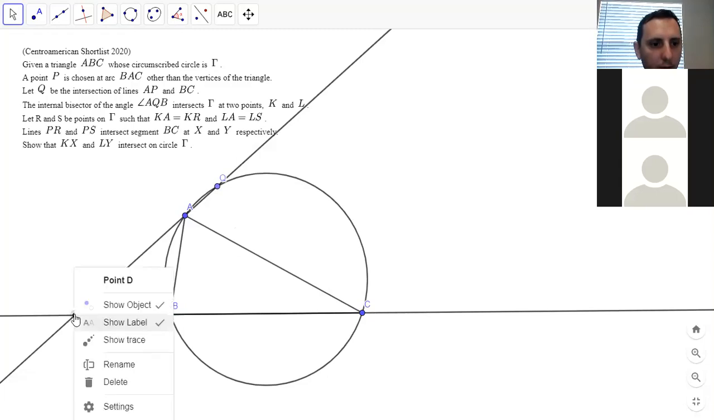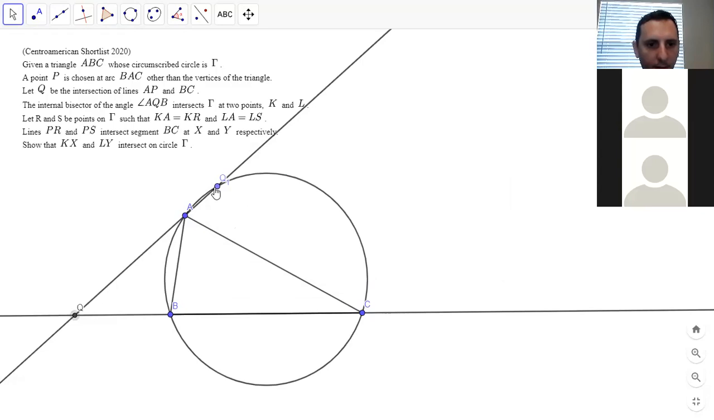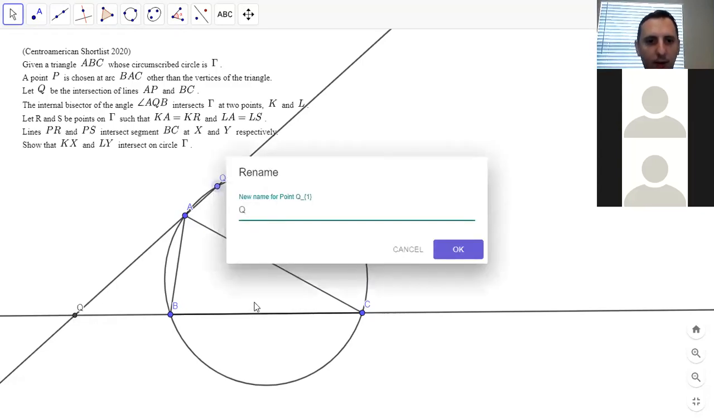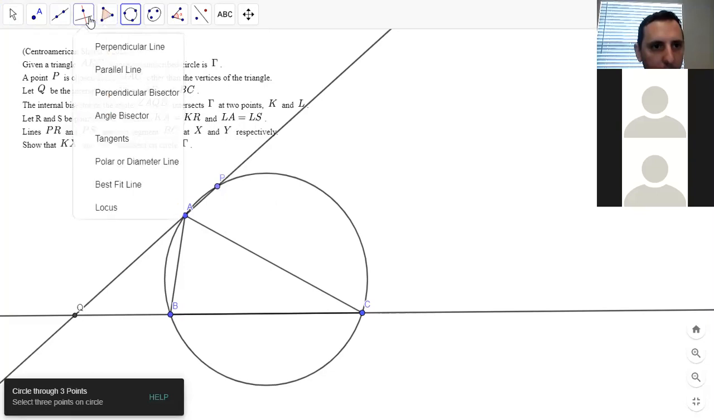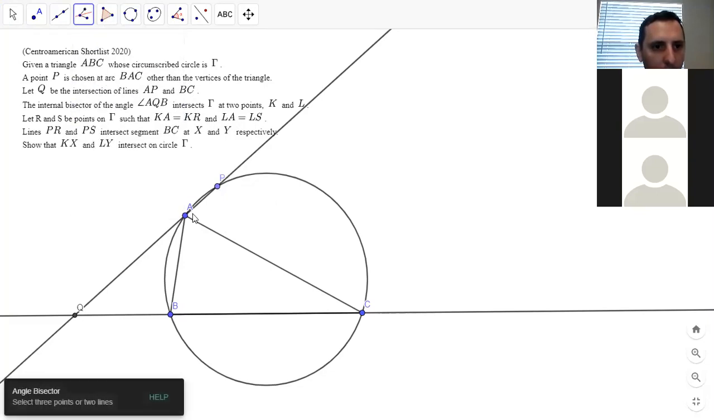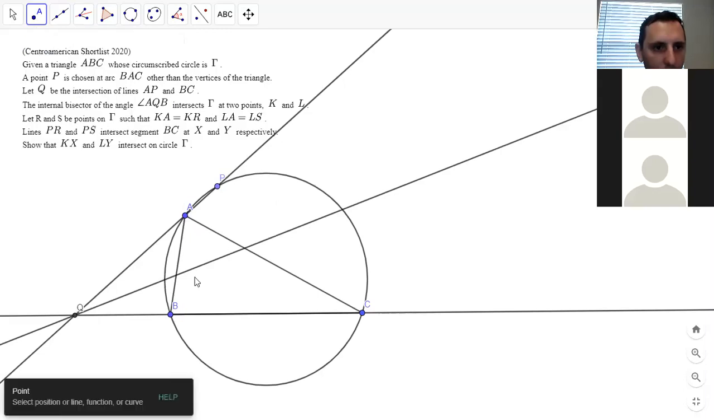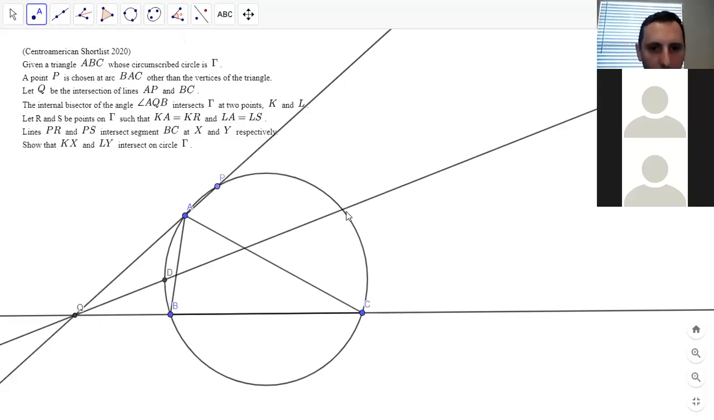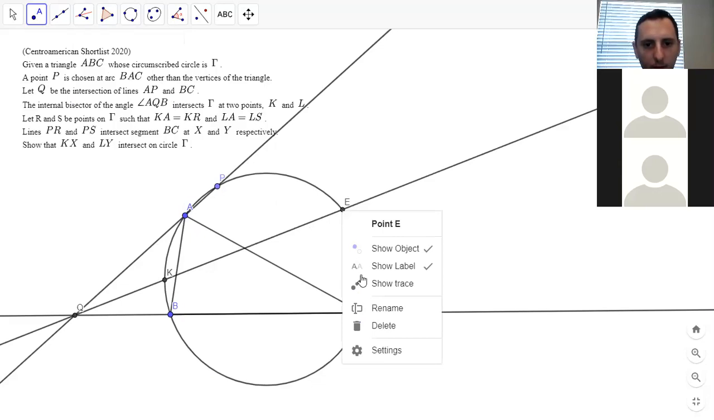Oh no, this should be Q. Sorry. So this is Q. This is P. The bisector of AQB intersects the circle at K and L. Okay, this is L.